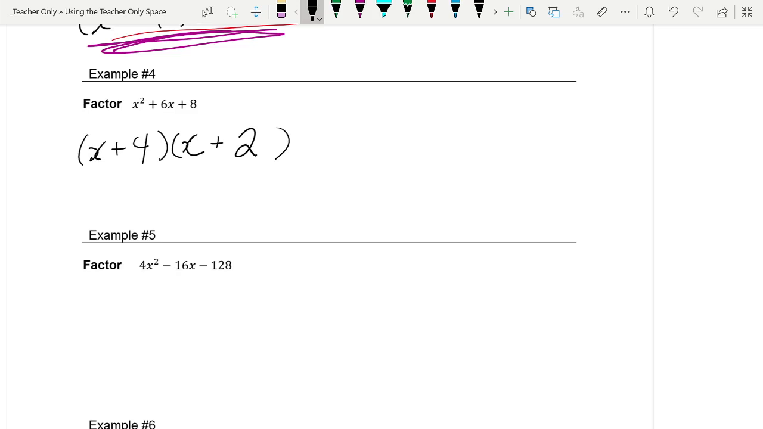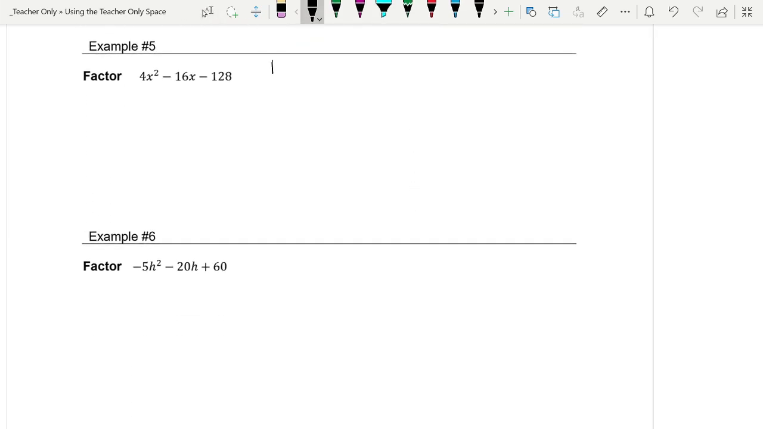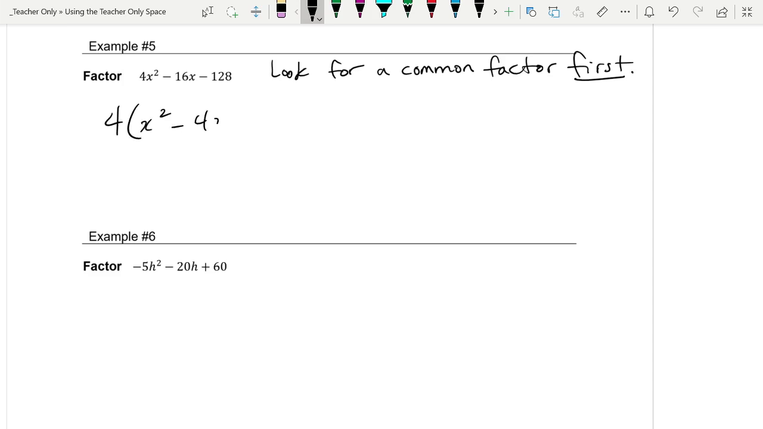All right. Example 5. Look for a common factor first. So what do you notice about 4x squared, 16x, and 128? They all have a 4 in them. And, okay, you might have to use a little bit of thinking on this one. 4 goes into 12 3 times and into 8 twice. Now, factor the trinomial. Question?